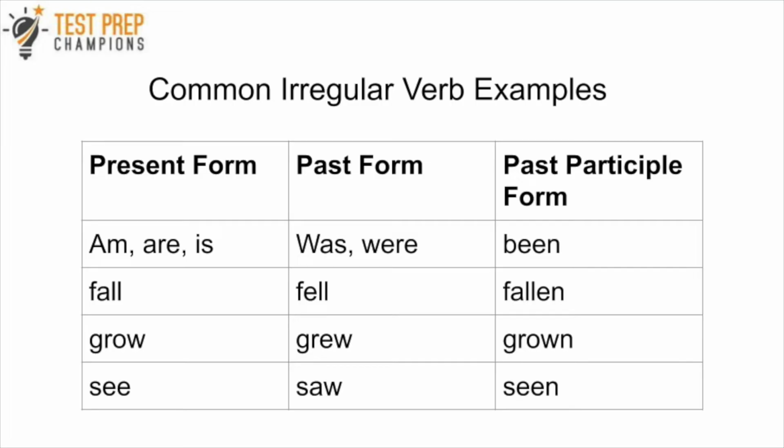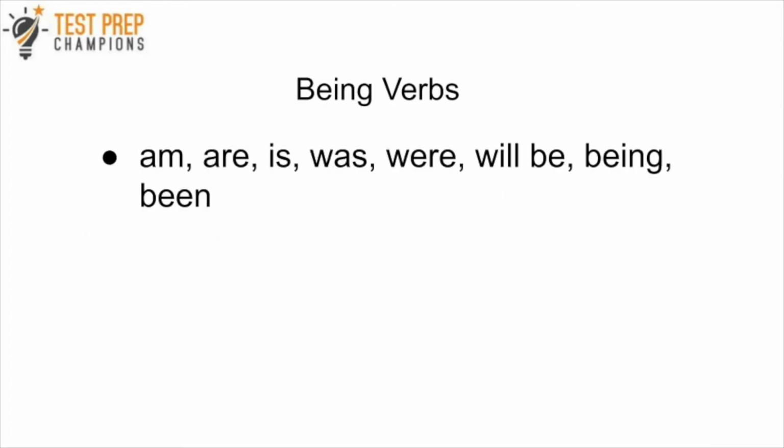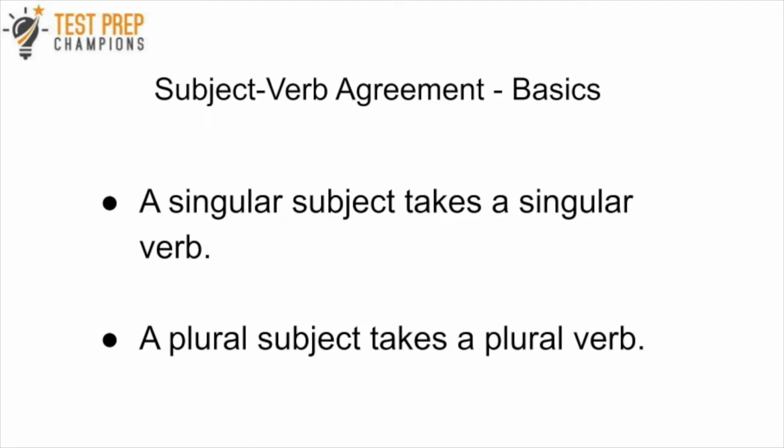Now let's move on to one of the most important topics, subject-verb agreement. Remember how we said that verbs can describe a state of being? Well, here are some examples of what are called being verbs. You definitely want to keep these in mind as we proceed. So the basic concept of subject-verb agreement is that a singular subject takes a singular verb, and a plural subject takes a plural verb. Got that?